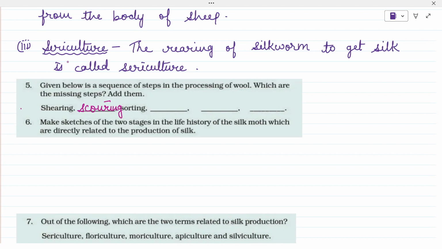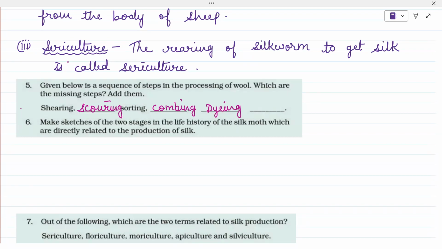After sorting, what will be done? The process is known as combing. Now, after sorting, combing of the wool fiber is done so that it will become shiny. All the burrs are removed from it. And then after combing, it is dyeing.